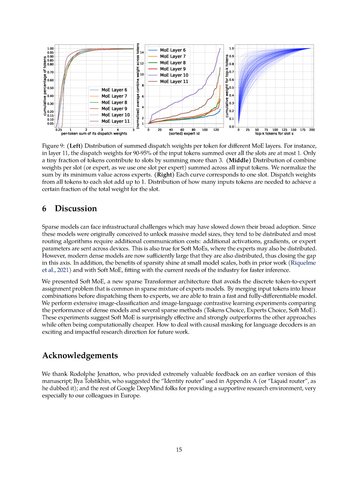By combining input tokens into linear combinations before sending them to experts, we can train a model that is both quick and fully differentiable. We conducted a series of image classification and image-language contrastive learning experiments to compare the performance of dense models with several sparse methods, including tokens choice, experts choice, and SoftMoE. The results suggest that SoftMoE is remarkably effective, often outperforming other methods while also being more computationally efficient. Looking ahead, figuring out how to handle causal masking for language decoders presents an exciting and potentially impactful avenue for future research.